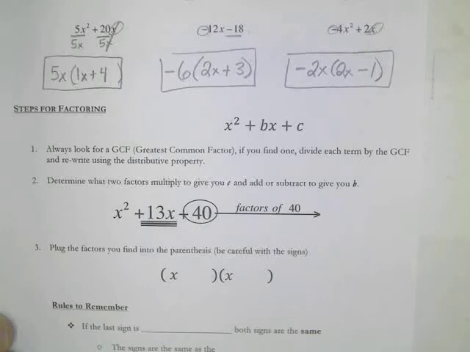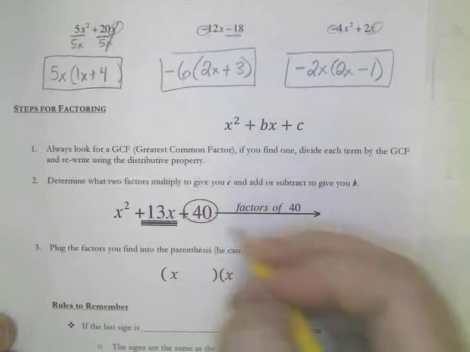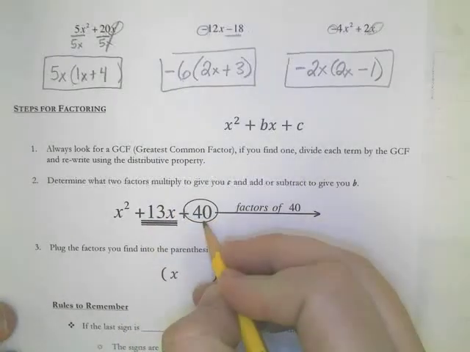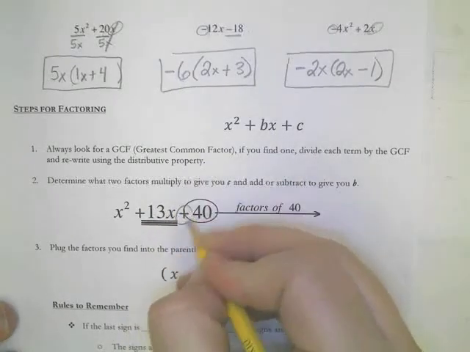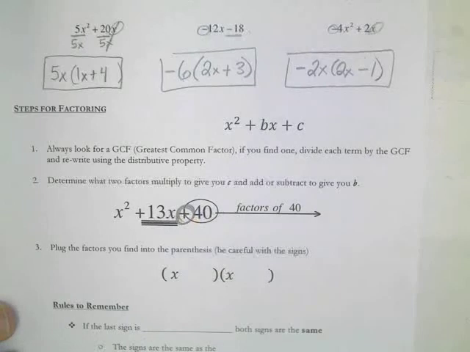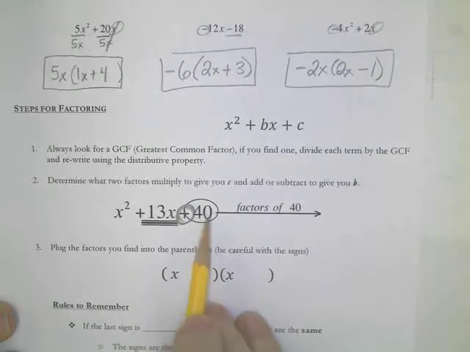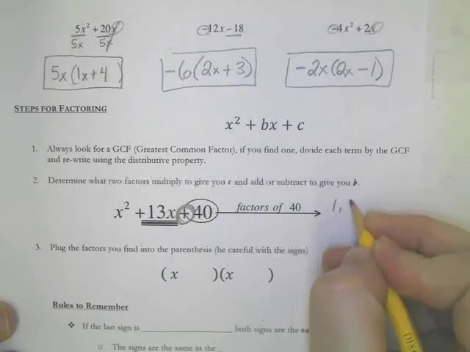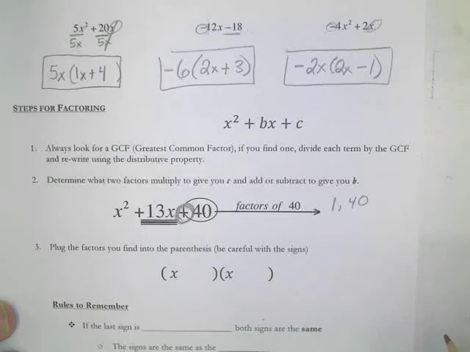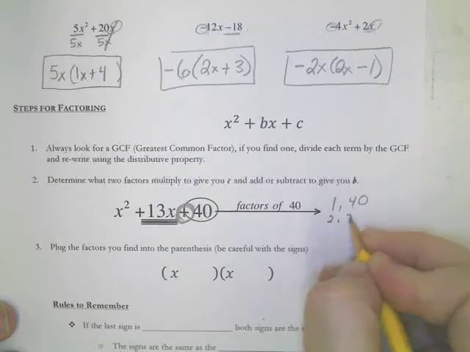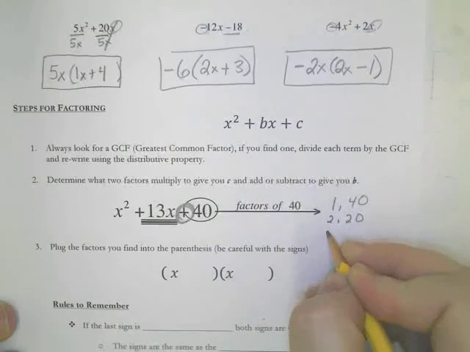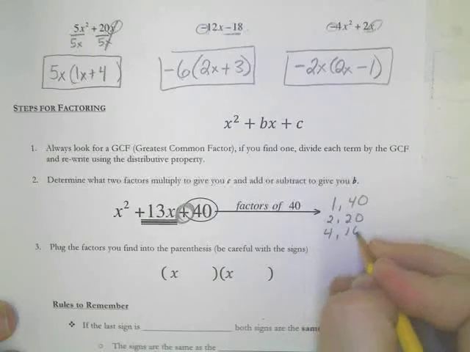All right, so step 2 is determine the factors of C, and then figure out if you're going to add or subtract. Something happened when I printed this. I guess my circle moved or changed size. I actually want to circle the plus. So I'm looking for my factors of 40. So 1 and 40. I'm going to go in order so I know I'm done. 2 and 20. The next one would be 3, but 3 doesn't go into 40. So 4 and 10, and then 5 and 8.